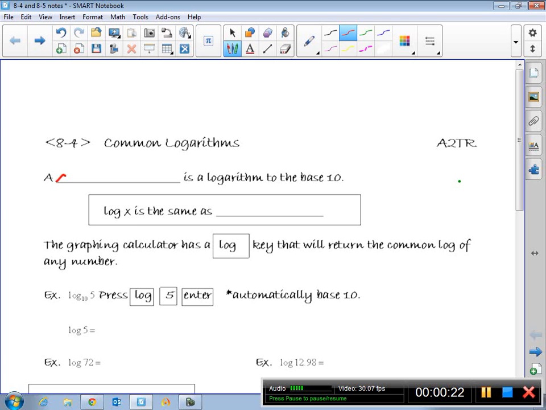A common logarithm, a common log, is a logarithm to base 10. We've actually talked about the log button on your calculator automatically being base 10. So when you see just log of x, it's the same as log of x base 10. In the absence of a base, it's automatically base 10.